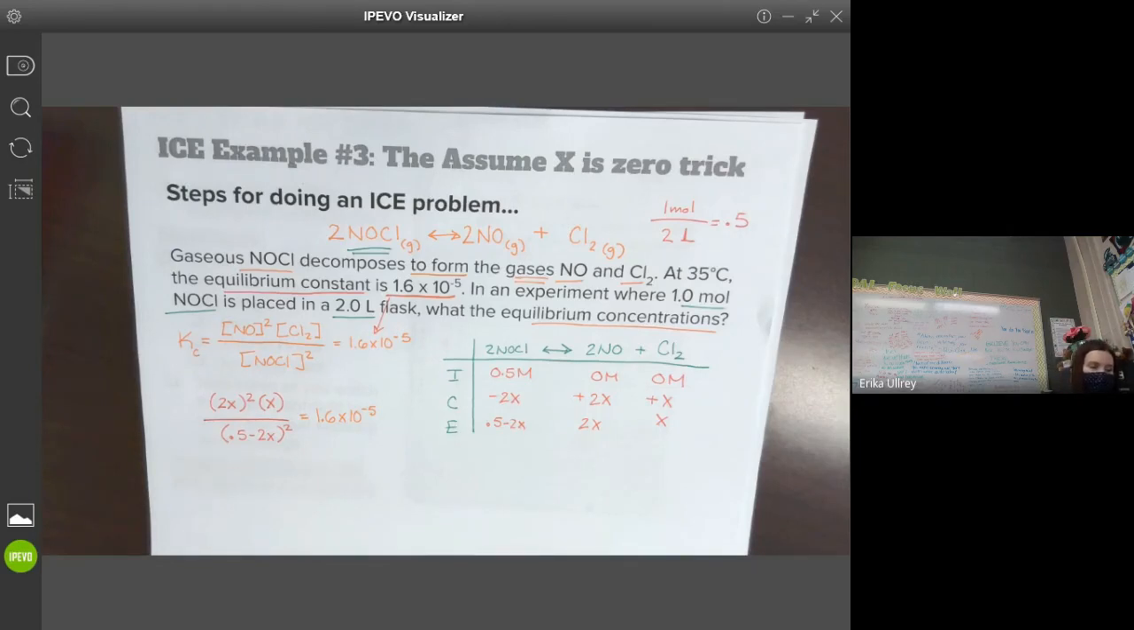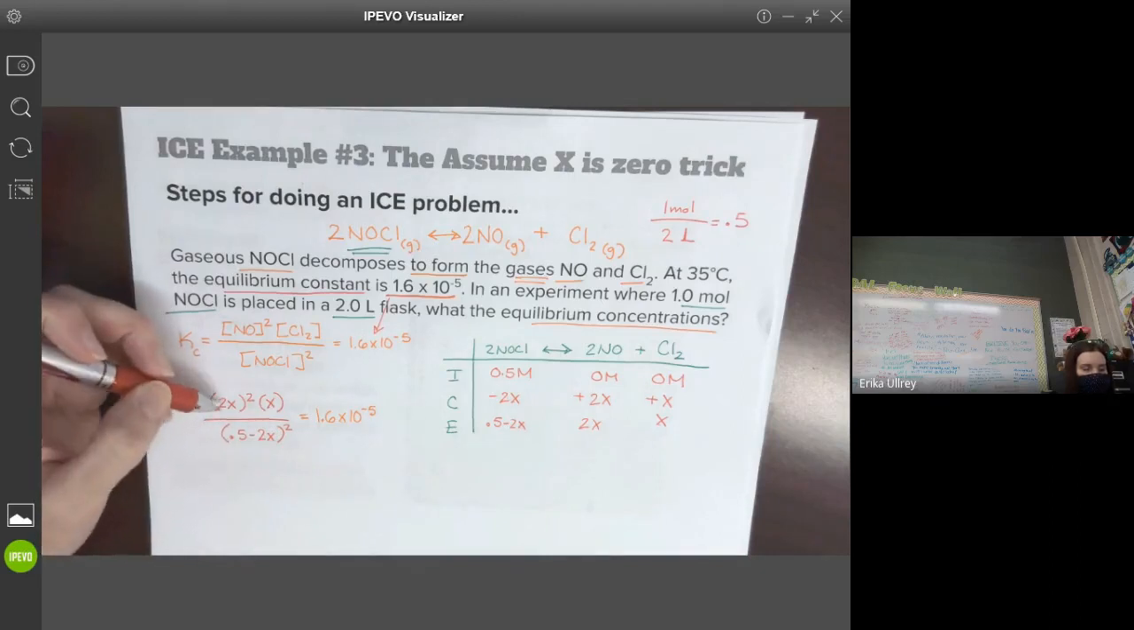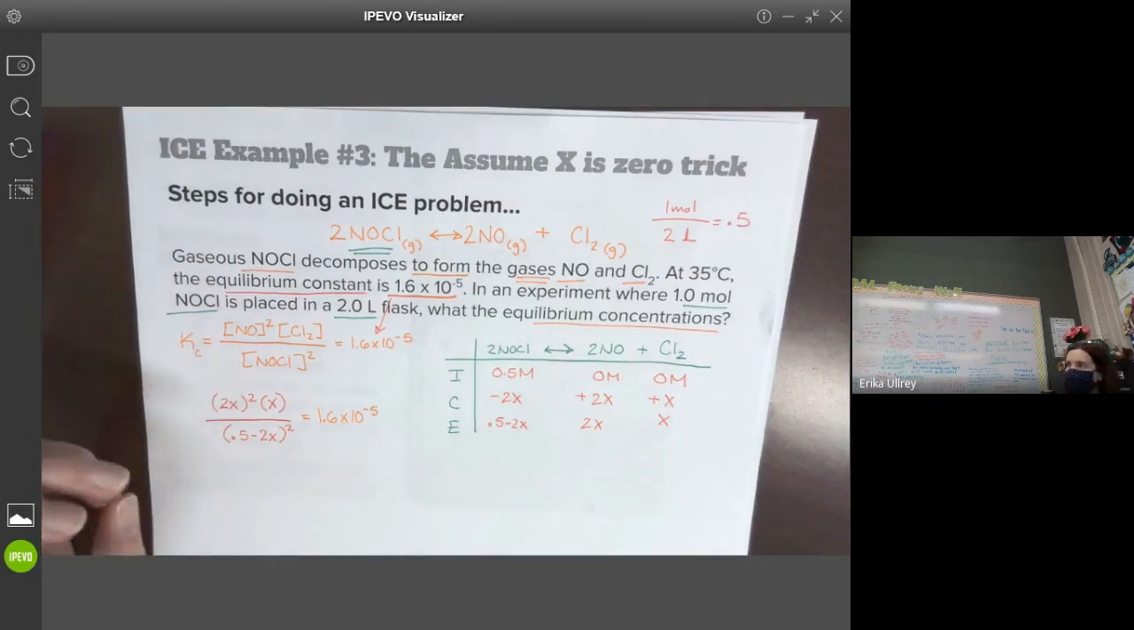So the first thing I'm going to do is simplify the top. If I have 2x and I square it, what does it become, guys? So if I take 2x and I square it, what does it become? Ethan, what does it become?